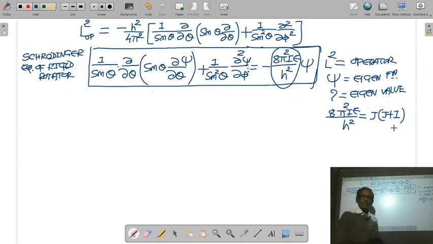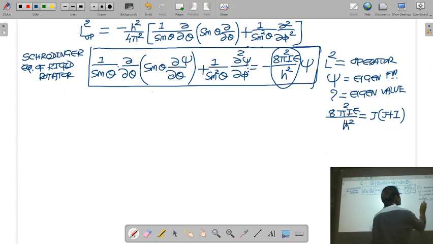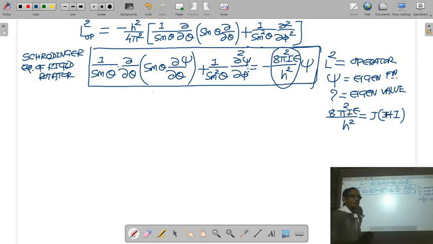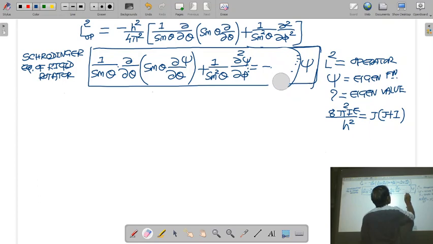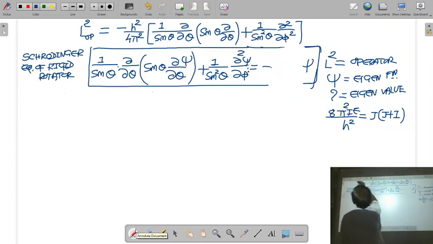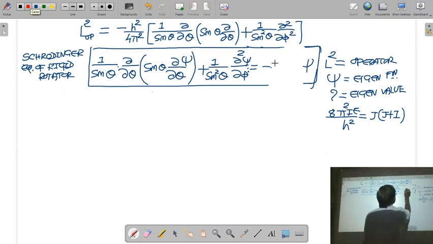Okay. I told you in the previous lecture that our Schrodinger equation of rigid rotator is identical with associated Legendre equation only when 8 pi square I E upon h square is taken equal to j into j plus 1. So instead of 8 pi square I E upon h square, I put j into j plus 1, which is operating on psi.